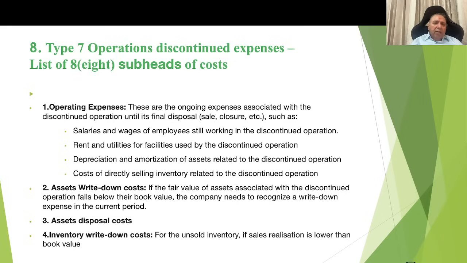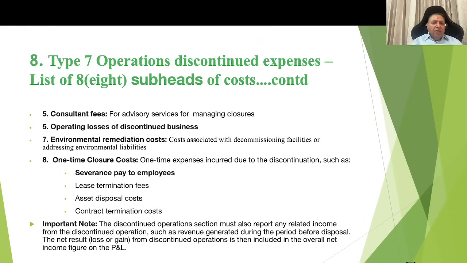So, the second head is assets write down cost. If the fair value of the assets associated with the discontinued operation falls below their book value, the loss is the difference because of that. Asset disposal cost, inventory write down cost for the unsold inventory if the sales realization is lower than the book value. Consultation fees, advisory services for discontinued operations, operating losses of discontinued business, environmental remedial costs associated with decommissioning facilities or addressing environmental liabilities.